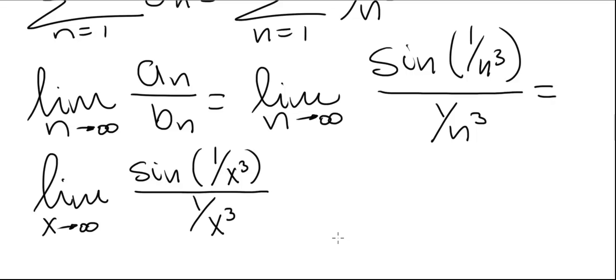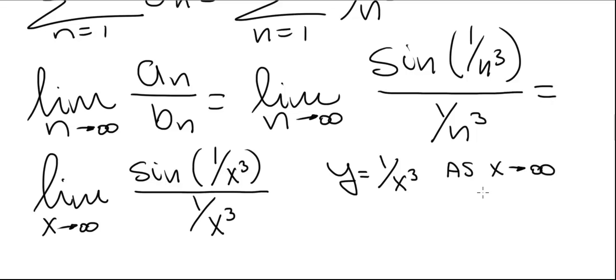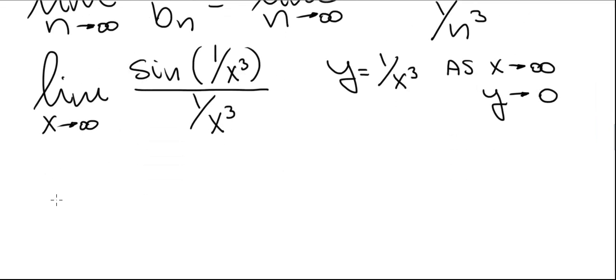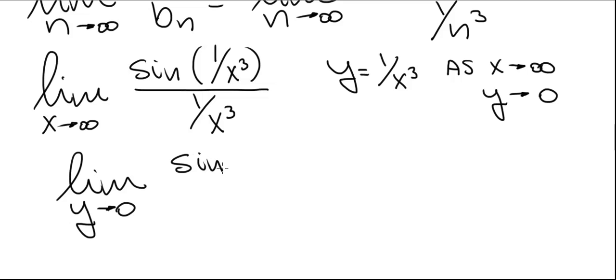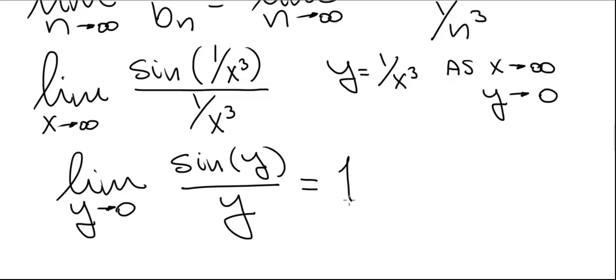The easiest way to evaluate this limit, we can use L'Hopital's rule, but the easiest way to evaluate it is with substitution. We let y be 1 over x cubed, and then note as x goes to infinity, y will go to 0. So this limit using variable y becomes the limit as y goes to 0 of sine of y divided by y. And of course this limit is equal to 1, something that you should know. And this is equal to L. It is clearly positive. It is finite.